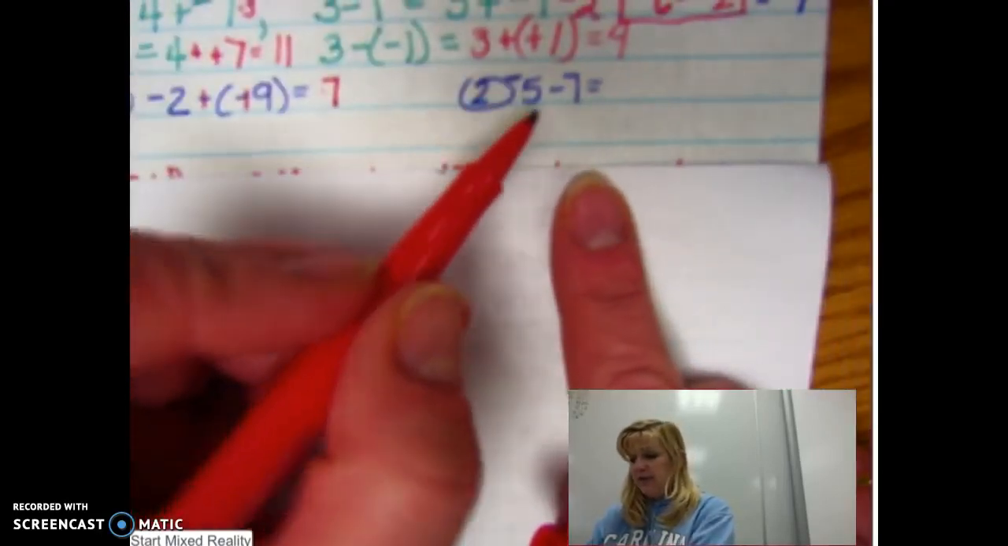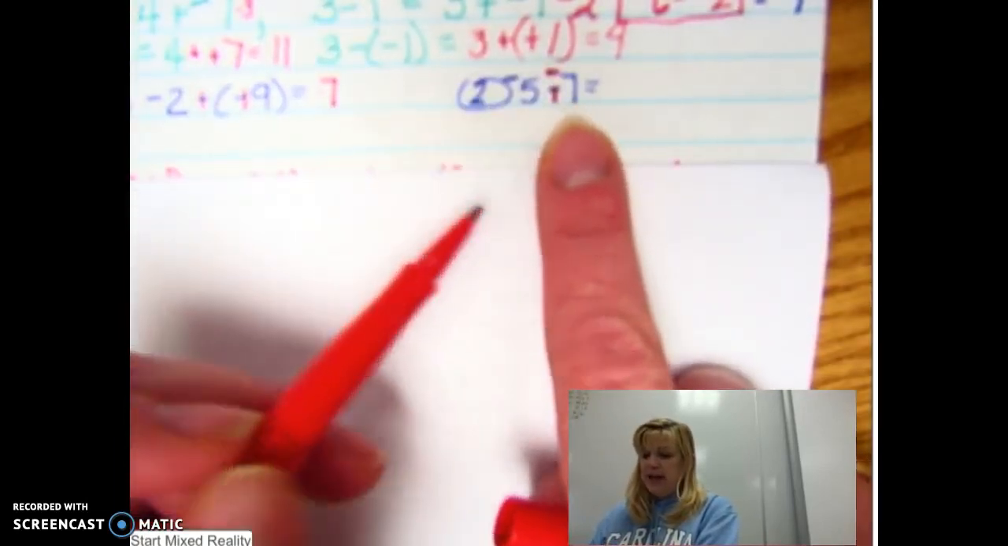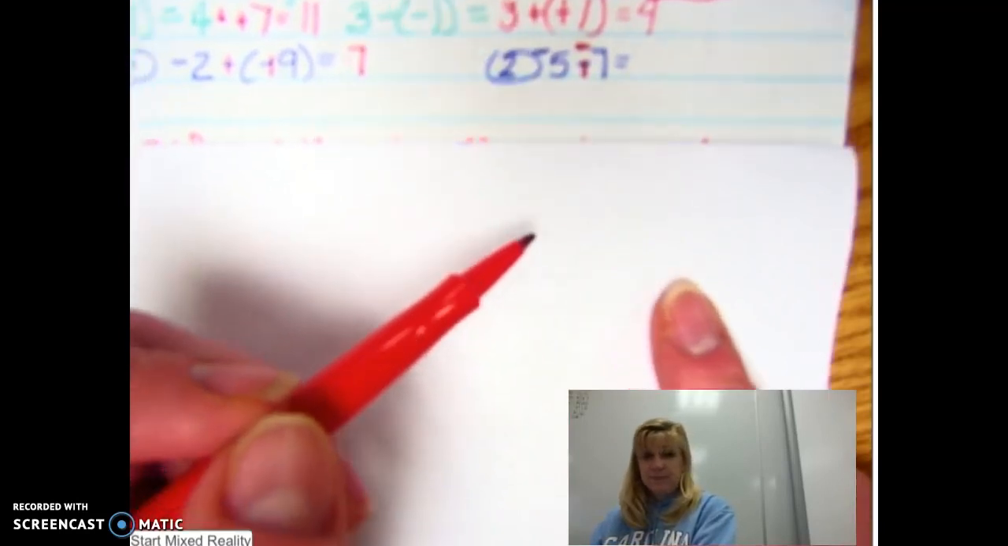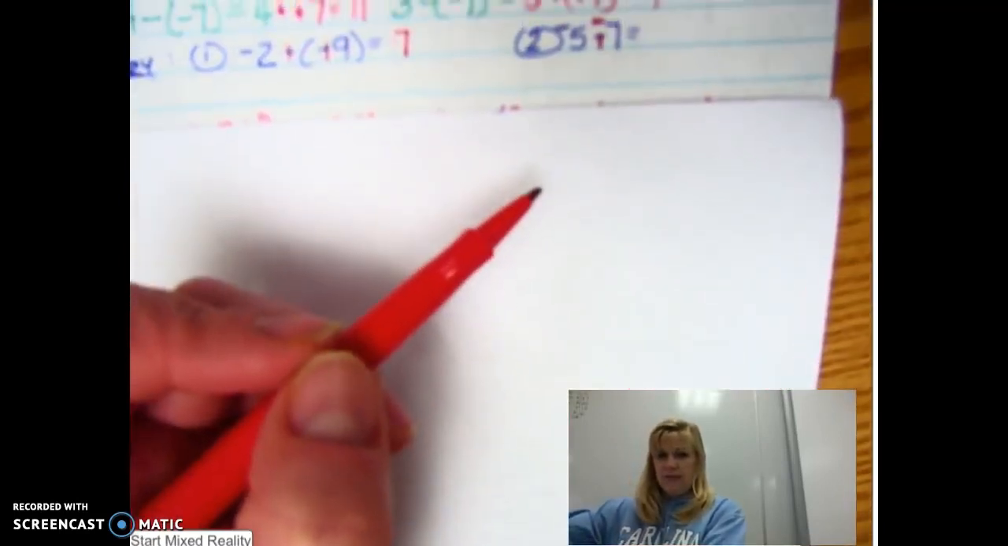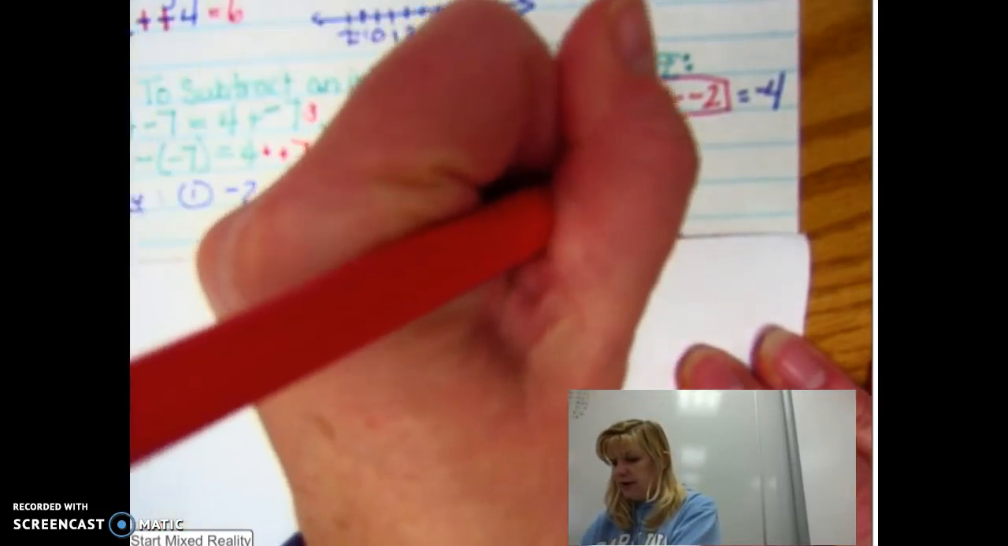For this one, I have negative 5, and I'm going to do add the opposite. I'm going to add a negative 7. Signs are the same. So I know it's a negative 12.